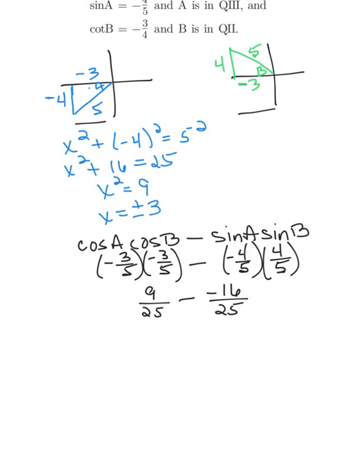Combine your terms. They are like denominators. So that's going to be 9/25 plus 16/25, which gives us 25/25. So our final answer is 1.